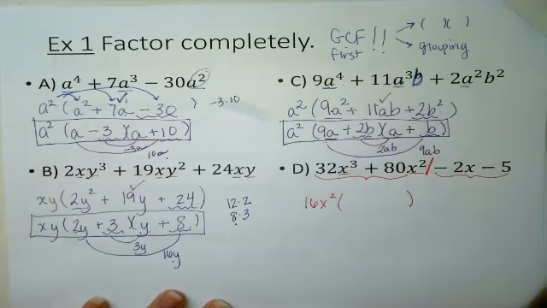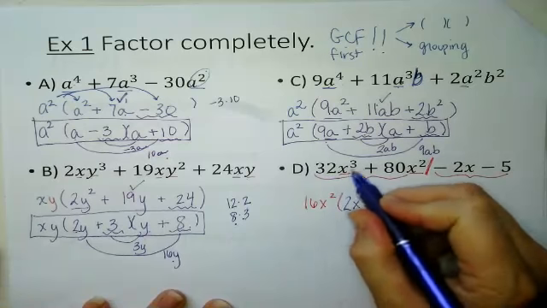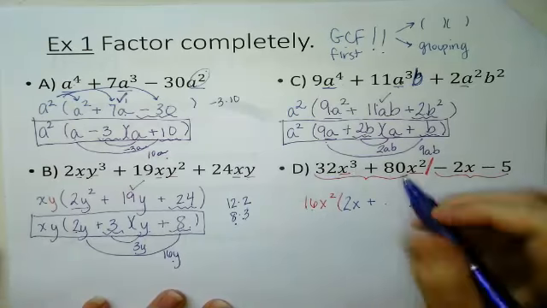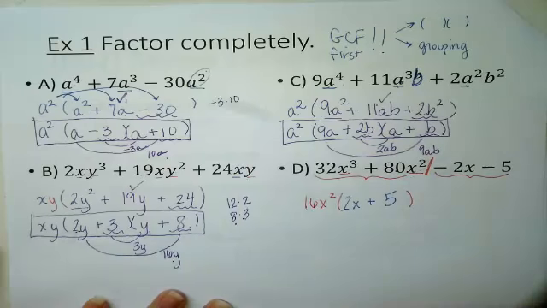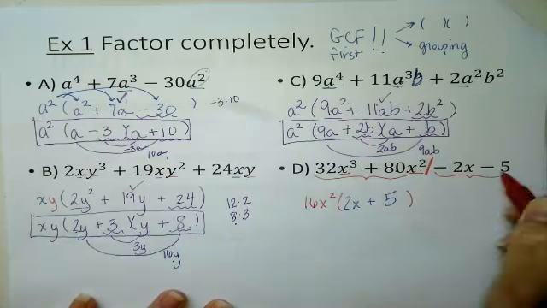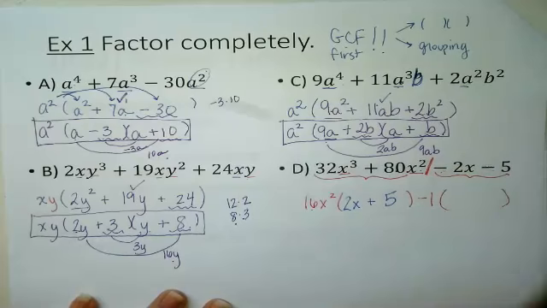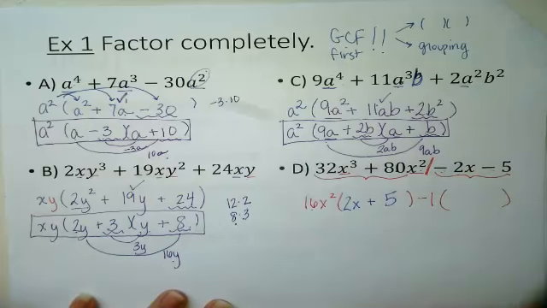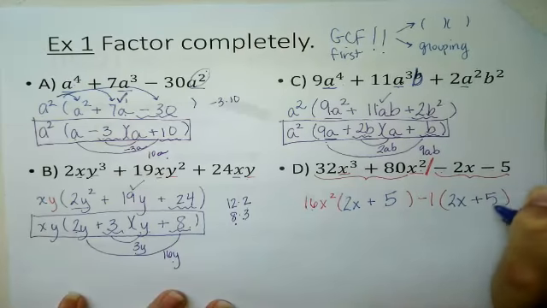And that's going to leave behind 16 times 2x would give me 32x cubed. And 16 times 5 gives me 80x squared. So there we go. There's that. And back here, the 2x and the 5 don't have any common factors, but they both have a -1. We always want to take something out, even if it's just a +1 or a -1. It's really important to do that. When I take out that negative, I'm left with a positive 2x and a positive 5.